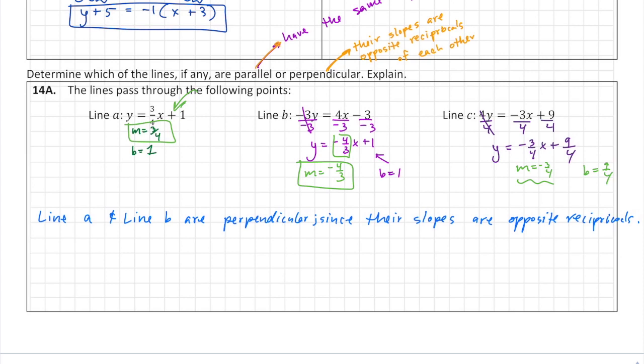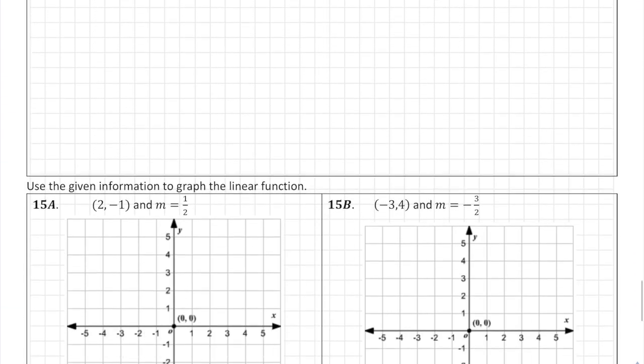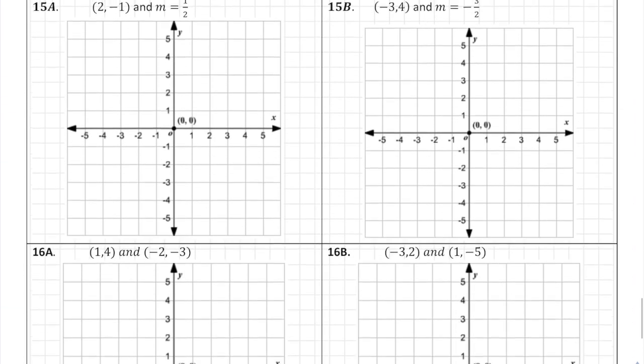Now if I compare it to line B, it's not perpendicular since they both have a negative slope, and they are not parallel because their slopes are not the same. So really for 14a, only line A and B have any type of relationship in terms of being parallel or perpendicular, and they are perpendicular for this problem. Let's move on to 15a.